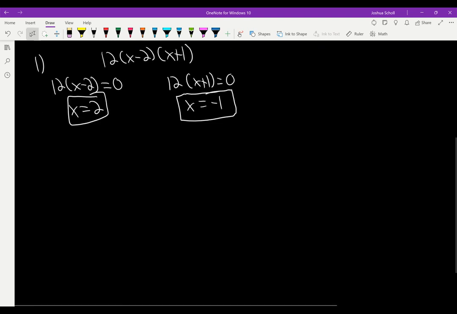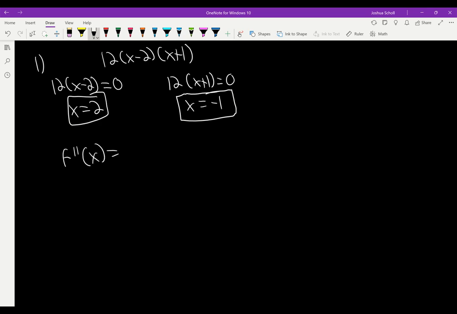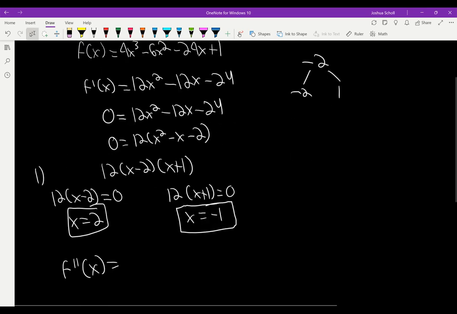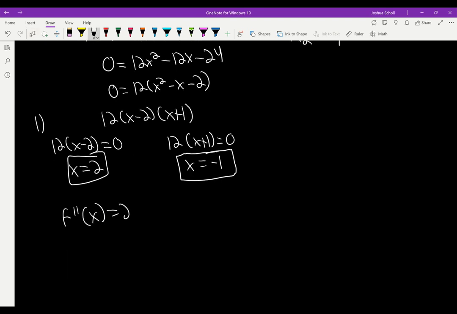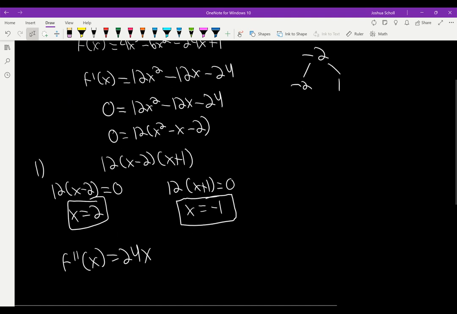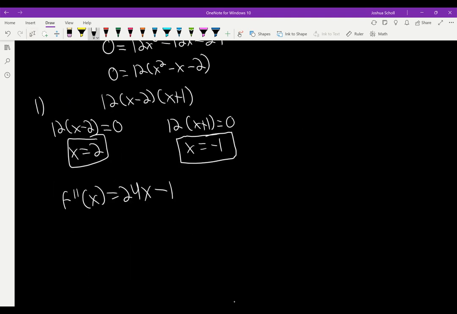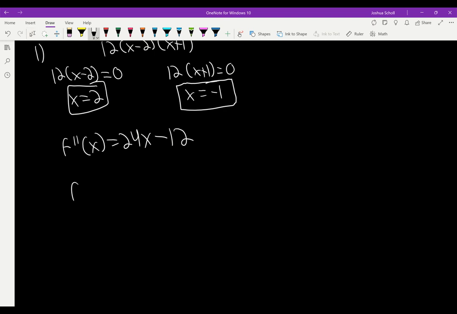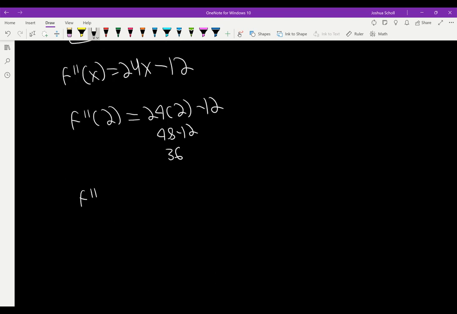So now we need to find the second derivative of this equation. So f double prime of x equals the derivative of 12x squared, which is 24x, and the derivative of 12x is just 12. So we have 24x minus 12. Now we plug in our critical values. So f double prime of 2 equals 24 times 2 minus 12. That becomes 48 minus 12. You get 36.